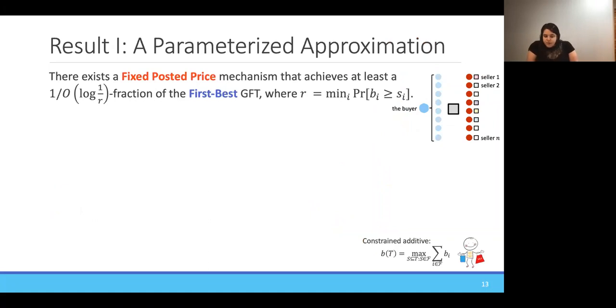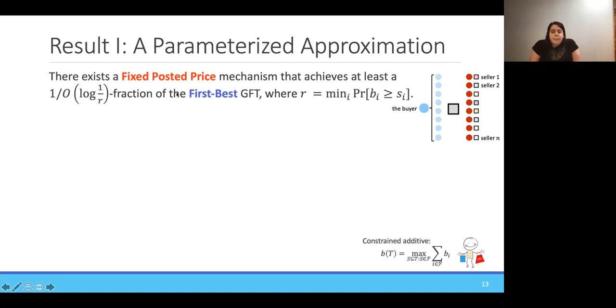Okay, so we have two main results. The first result is that we're going to have a log 1 over R approximation. R here is the smallest, over all of the items, of the trade probabilities. Each item is eligible to trade when the buyer's value for that item is higher than the seller's value for that item. So this is the trade probability for an item, or the probability that the item is eligible to trade. And R is the minimum overall. So this could be a really low probability, but let's start here.